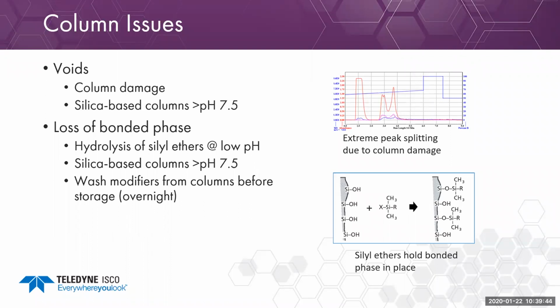Higher flow rates: if you're consistently working at higher flow rates on your columns, outside of the range that's specified, you can start to see voids develop in your column. And then pH issues. If you're using silica-based columns and go to a pH larger than 7.5, you start to see some hydrolysis of the silica. That will develop voids, and you'll see poor column performance.